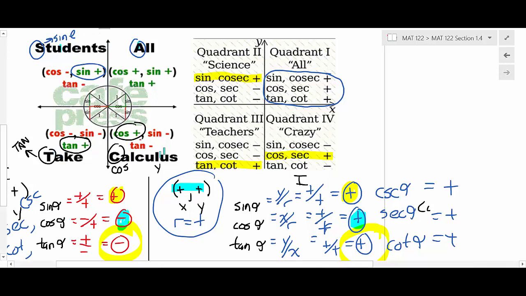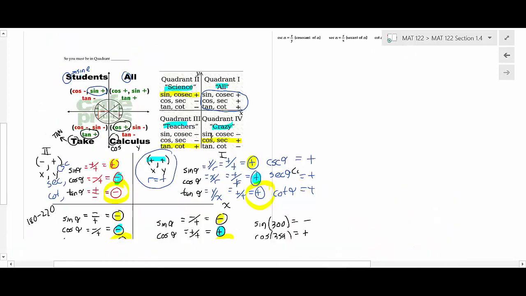There's all students take calculus. There's also all science teachers crazy. If you learn it that way, just don't tell your science teacher, okay? But either of those two ways are efficient ways to learn this.